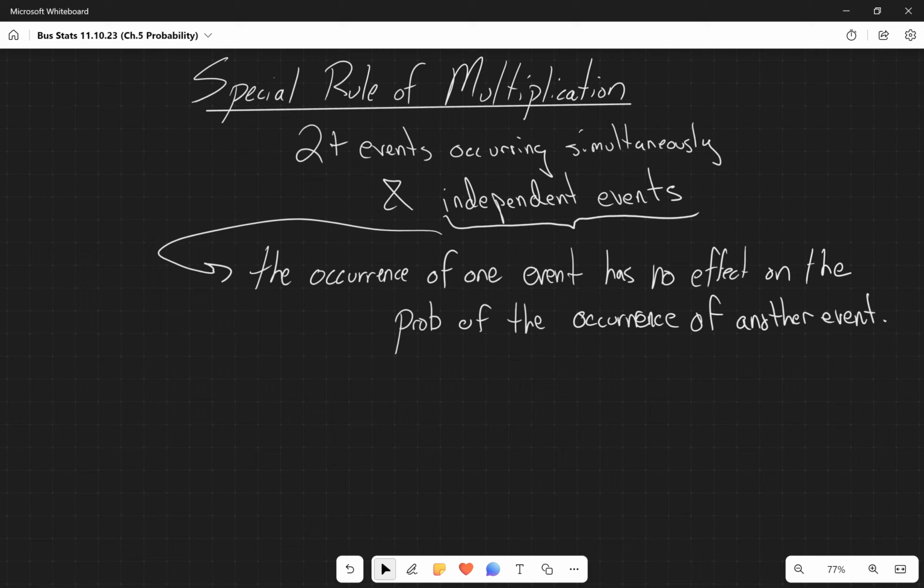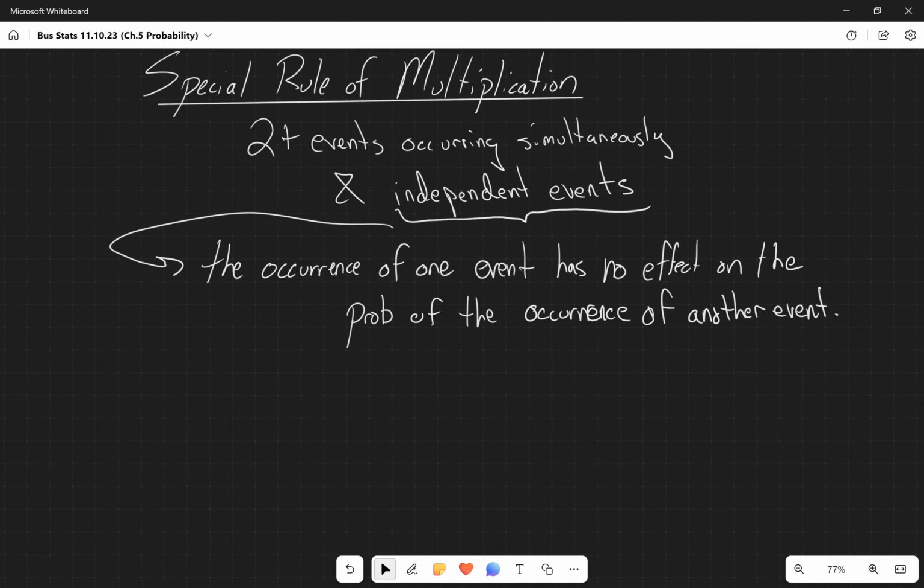So, if we roll two dice at the same time, the value that the first dice comes up with, the event of the first dice, has no impact on the value of that second dice. I mean, unless they're magnetic, which is kind of a decent dice idea. Anyways, so they are independent of one another.